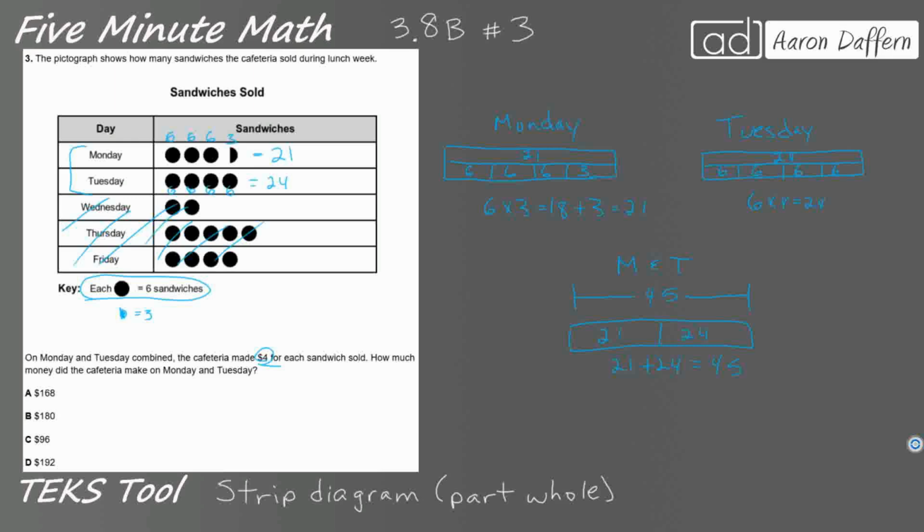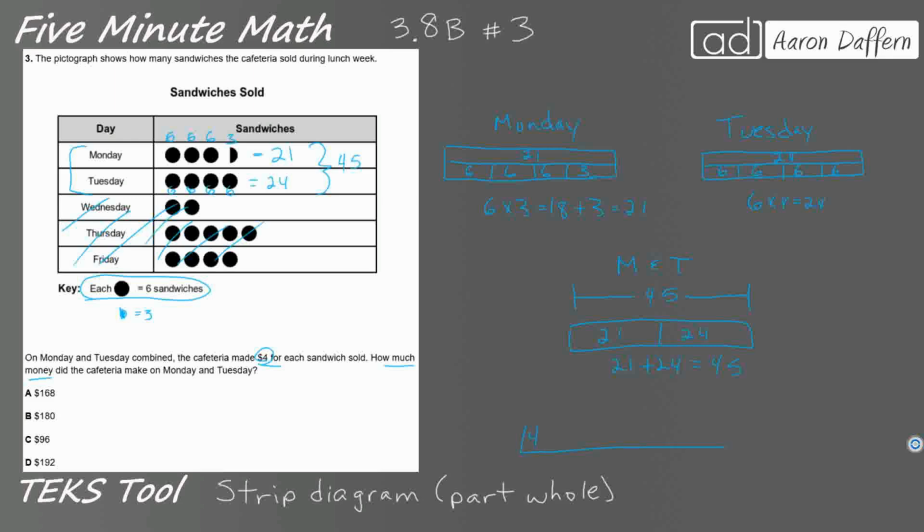Now, 45 sandwiches are sold. But 45 is not an answer choice because they're not asking how many are sold. They're asking how much money did we make for $4 for each. So this is where we need equal groups here. Okay, so an equal group strip diagram is going to show us that we've got 45 groups. So we've got sandwiches, and each of them are going to be $4.